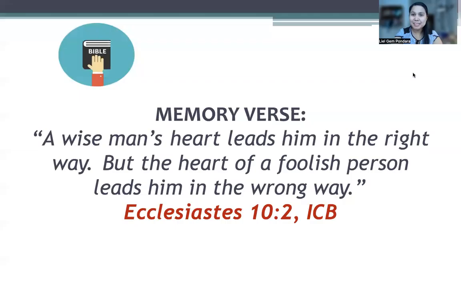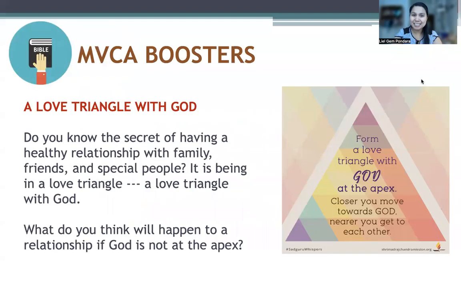Now, let's start by reciting today's memory verse, found in Ecclesiastes 10 verse 2. It says, "A wise man's heart leads him in the right way, but the heart of a foolish person leads him in the wrong way." Our keyword is right. Why do we say right? In geometry or in trigonometry, we are dealing with right angles. And you'll see that in our next few slides.